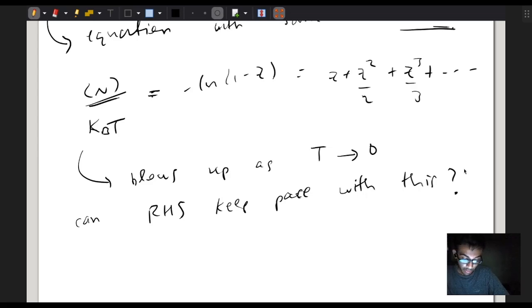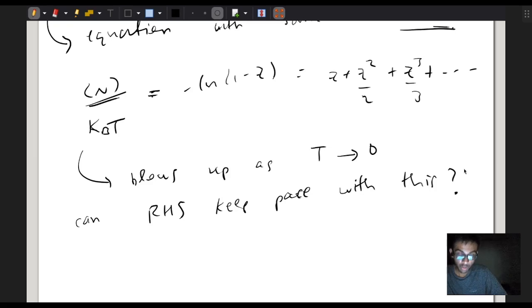Can you find some z so that however large the left-hand side may be, there is some solution for this equation? In the case of the three-dimensional gas, as you take z to the maximum value allowed, z equal to 1, the right-hand side is bounded from above, so it cannot exceed some given value. But the left-hand side is going to blow up as you take temperature to zero.